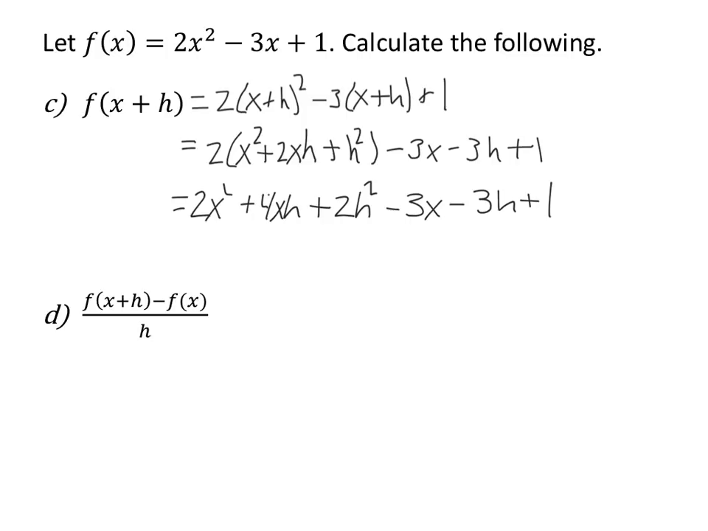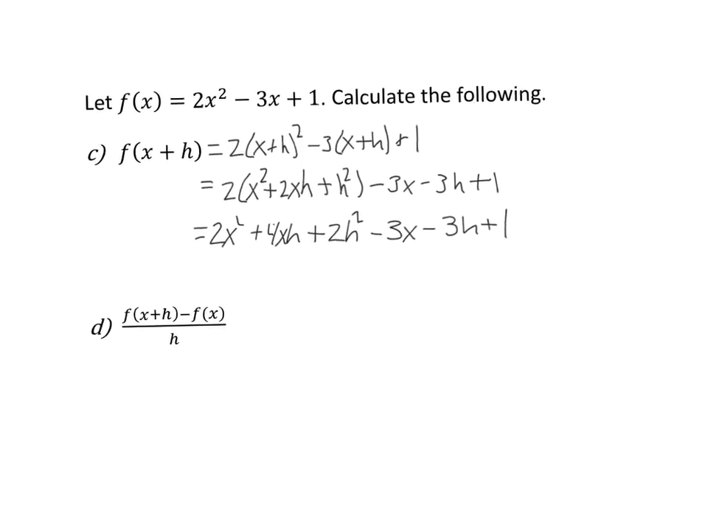Might be good for some of you to see where that x plus h all squared comes from. So we could write it here on the side.